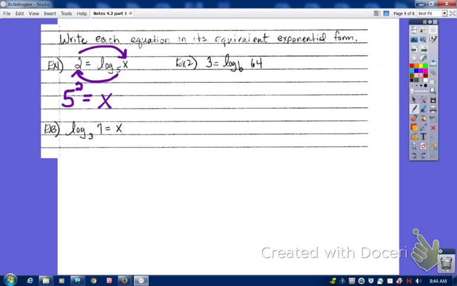Example 2, what's the base? B, and you do the spiral technique. B to the third is equal to 64. That's all you're doing there.